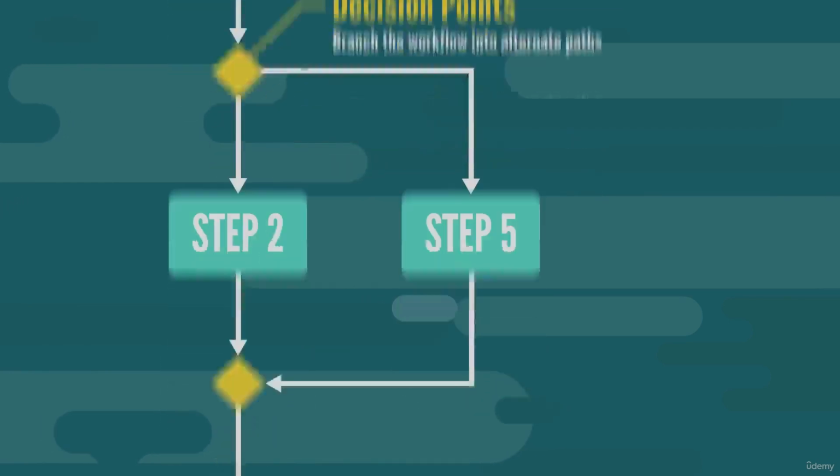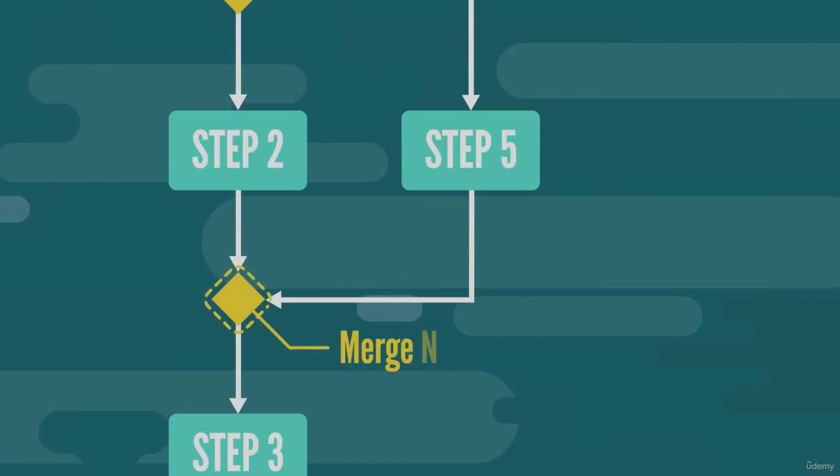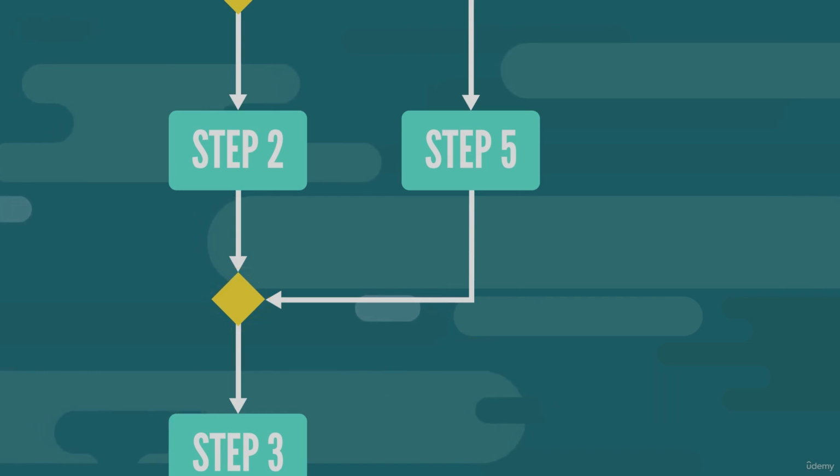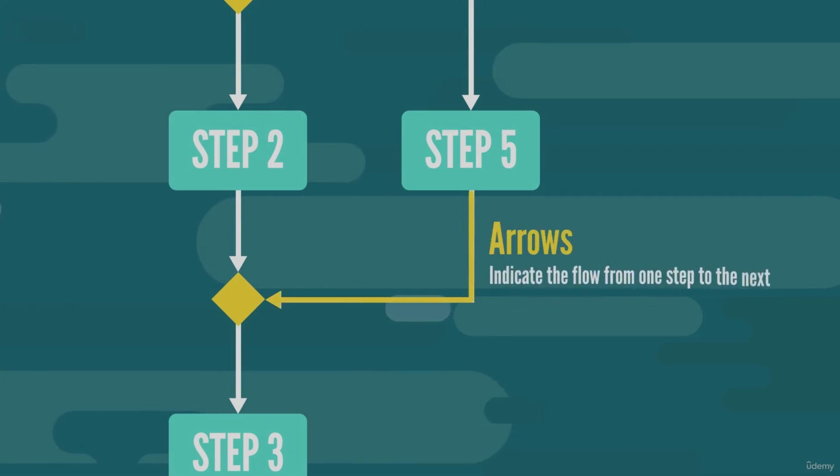After a decision is made, we may need a merge node to connect the alternate paths created by the decision point. A merge node is also represented as a diamond shape, but unlike the decision point, it doesn't introduce new branches. Instead, it consolidates multiple flows back into one, ensuring the process continues along a unified path. As illustrated in the diagram, arrows indicate the flow from one step to the next, showing movement direction and linking each activity and decision point.